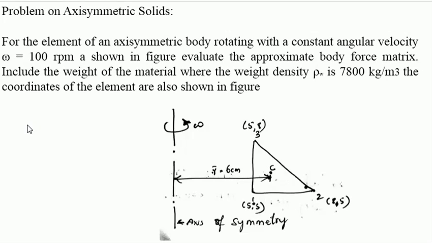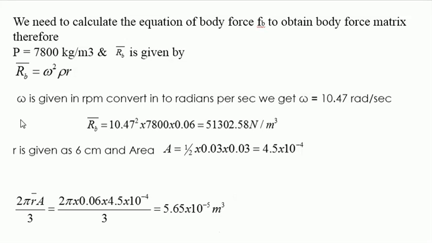So this element is having three nodes and its coordinates are node number 1 having x-axis 5, y-axis 5, node number 2 x-axis 8, y-axis 5, node number 3 x-axis 5, y-axis 8, and this element is having a radius of 6 centimeters. To evaluate the body force, we need two important components. The one is Rb and the second one is 2 pi r a by 3.